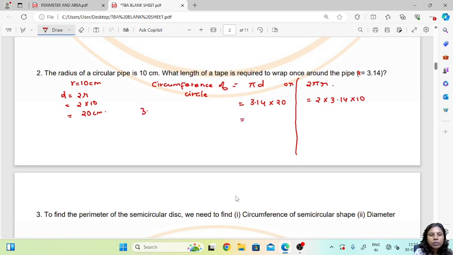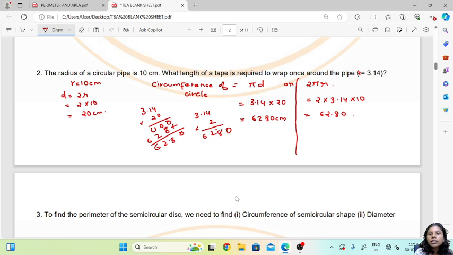So we'll calculate 3.14 into 20, 0.826. So we get 62.80 centimeter. Now similarly we calculate this part, 3.14 into 6, and we add a 0. Here we add the 0 and we put the decimal. So we get the same answer on using either of the formula.